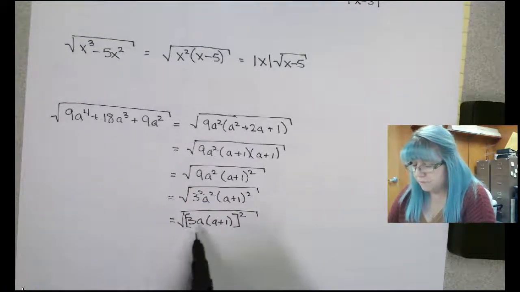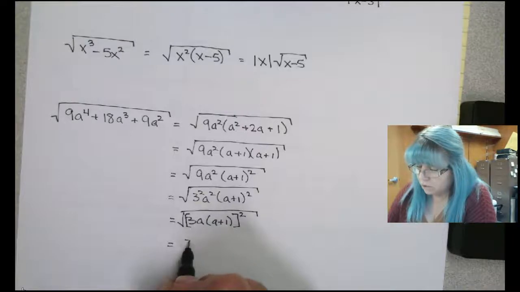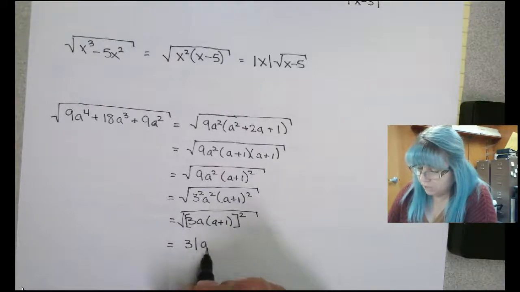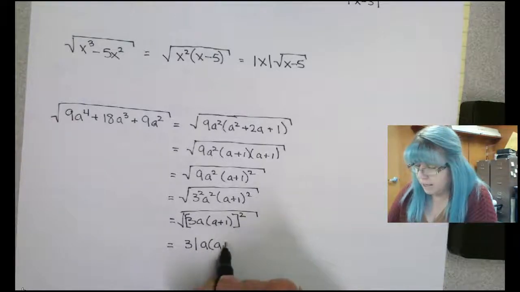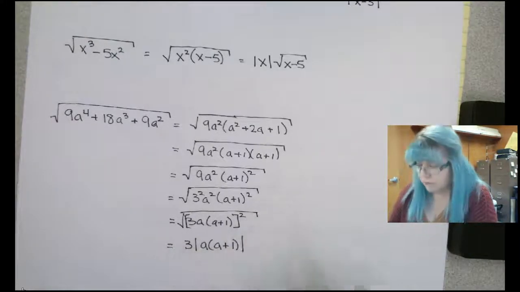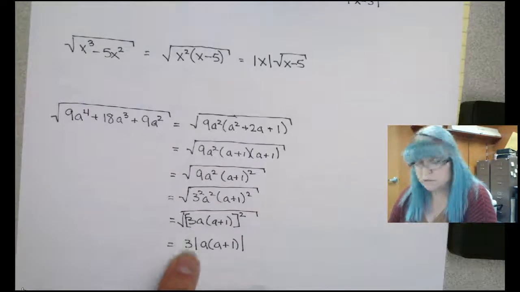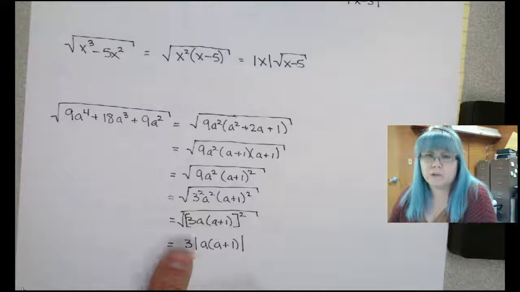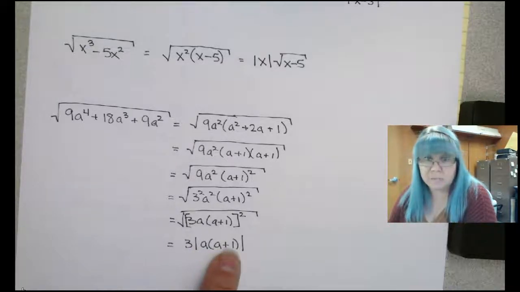Now that I have 3a times a plus 1 all squared, that is going to be 3 with the absolute value on anything that holds a variable, the absolute value of a times the absolute value of a plus 1. The 3 is already forced positive, so you don't need the absolute value around the 3, but you do need it with anything else that has variables.